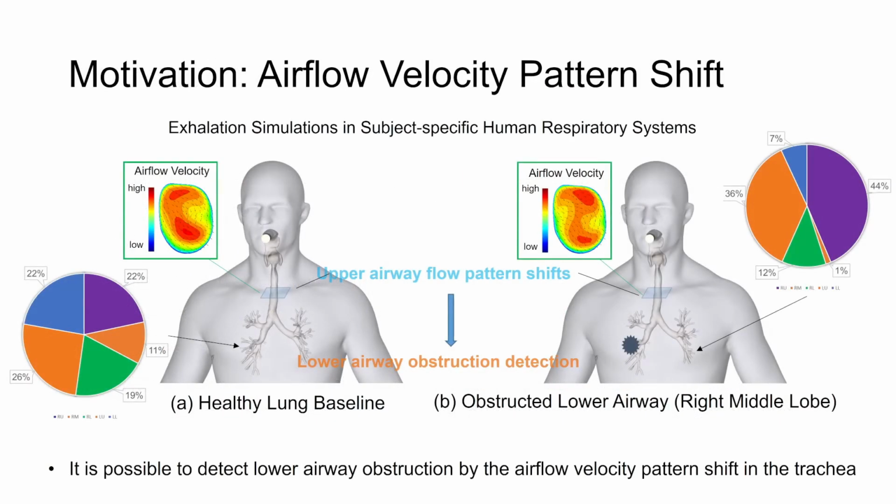So these are preliminary results we tested many years ago. As you may see, we artificially obstructed some lung airways, and we do see that the airflow distribution in the chest is very different from case to case. So we were thinking that if we can capture this airflow velocity pattern shift in the trachea, then we can use that as the input to the algorithm to identify where the obstruction is.